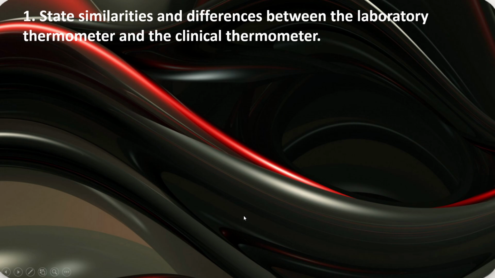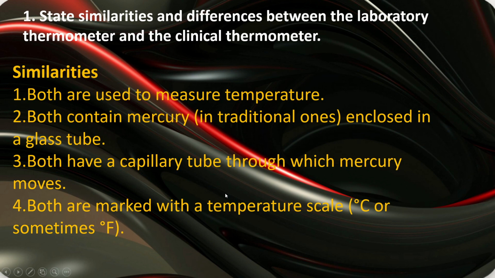Question number 1. State similarities and differences between the laboratory thermometer and the clinical thermometer. Similarities. First one, both are used to measure temperature. Second, both contain mercury in traditional ones enclosed in a glass tube. Third, both have a capillary tube through which mercury moves. Fourth one, both are marked with the temperature scale, degree Celsius or sometimes Fahrenheit.